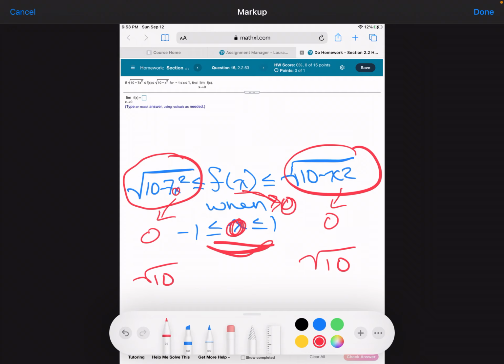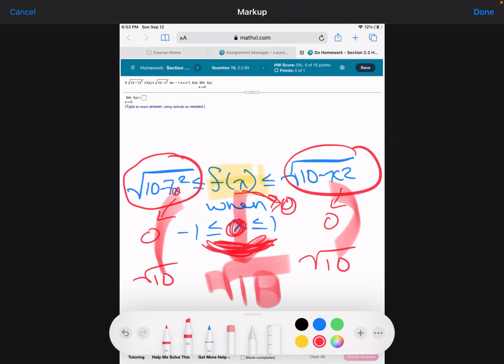So the 0 is in between the -1 and 1. F of x is always in between those two if we're between -1 and 1. Therefore, our guy must also go to the square root of 10. He goes to the square root of 10, he goes to the square root of 10. I'm stuck in between, so I must also go to the square root of 10. So this is called the sandwich theorem, and it tells me my answer. So pretty cool.